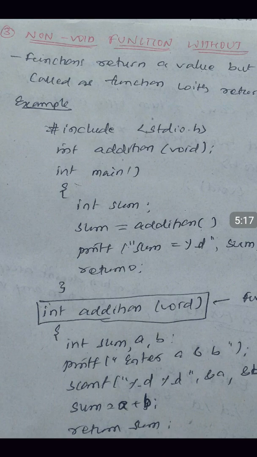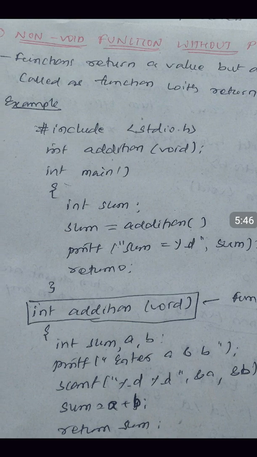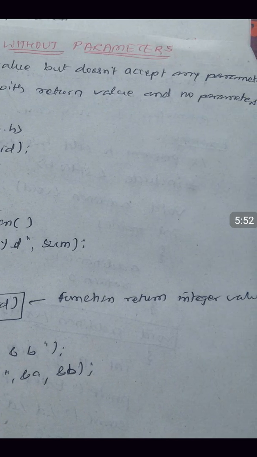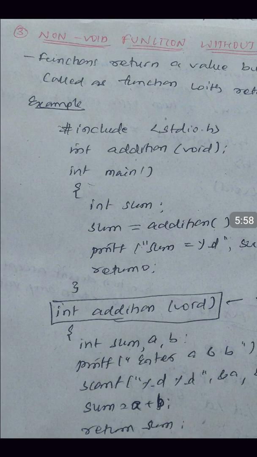The third example is a non-void function without parameters, meaning the function is not going to use any parameters as arguments, but it will return a certain data type. The example given is, in a function declaration, int addition followed by void. So addition is the name of the function, but it is not going to use any argument, but it will return an integer as the data type. When the function is defined, in the function definition, the function will return an integer value. So the example is int addition and void.